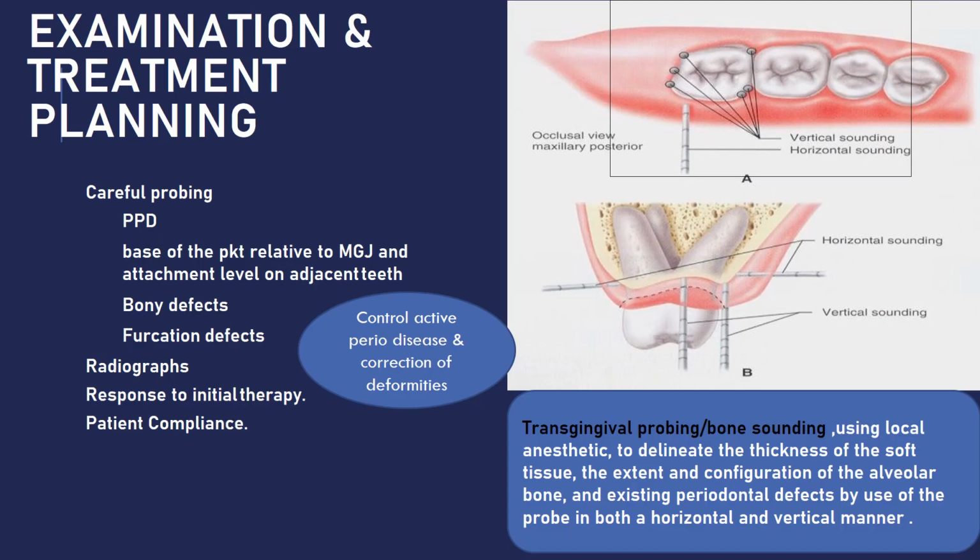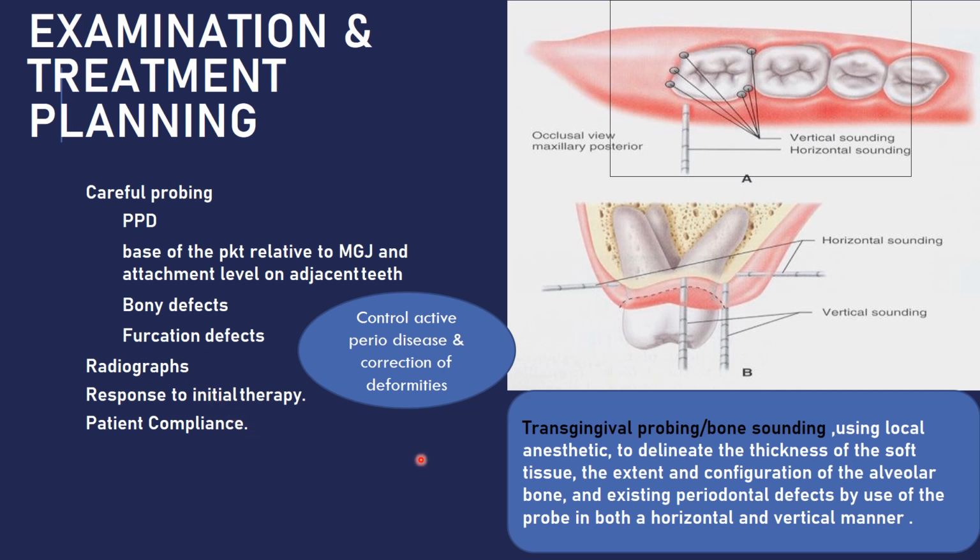Coming to examination and treatment planning, the most important thing is careful probing, which helps to get the probing pocket depth and the base of the pocket related to the mucogingival junction and attachment level on adjacent teeth, and will help identify bony defects and furcation defects. Radiographs will also help, and the response to initial therapy is needed to plan the treatment, as is patient compliance.